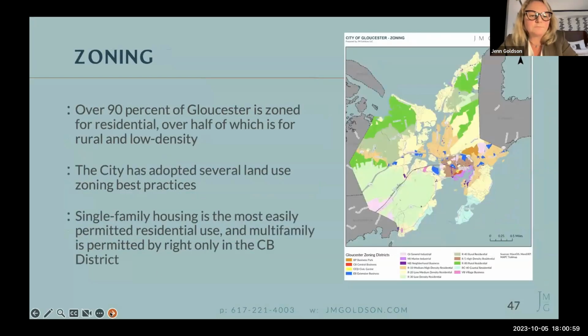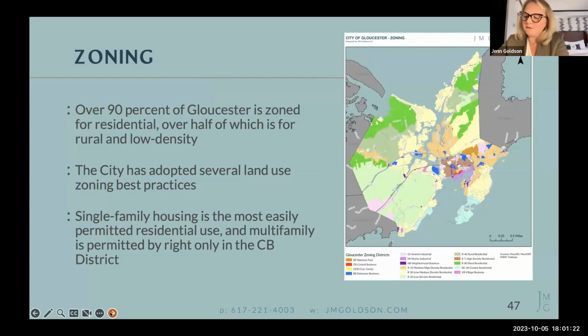All right. We did look at zoning. Over 90% of Gloucester is zoned for residential use. Half is more rural, low density zoning. The city's also adopted several what we would consider land use zoning best practices. In fact, you've been, I would say, quite progressive in that regard.